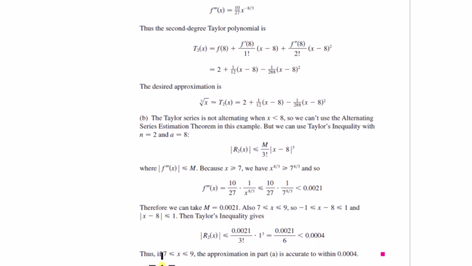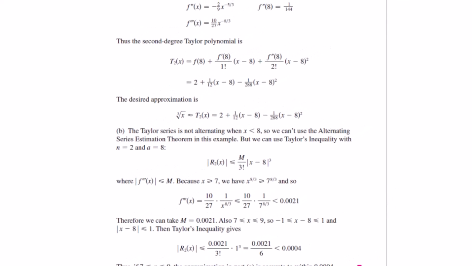And there you go. Thus, if x is restricted to be between 7 and 9, then the second degree Taylor polynomial of the cube root of x centered at 8 is going to be accurate to within 0.0004, no matter what any x you choose between 7 and 9.